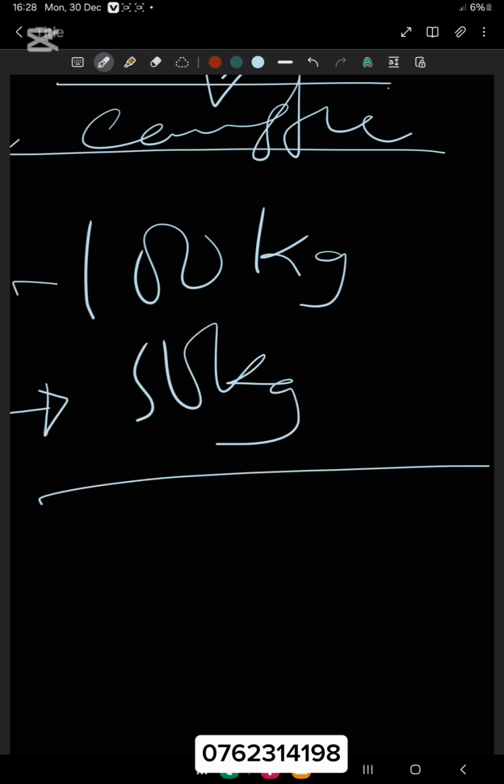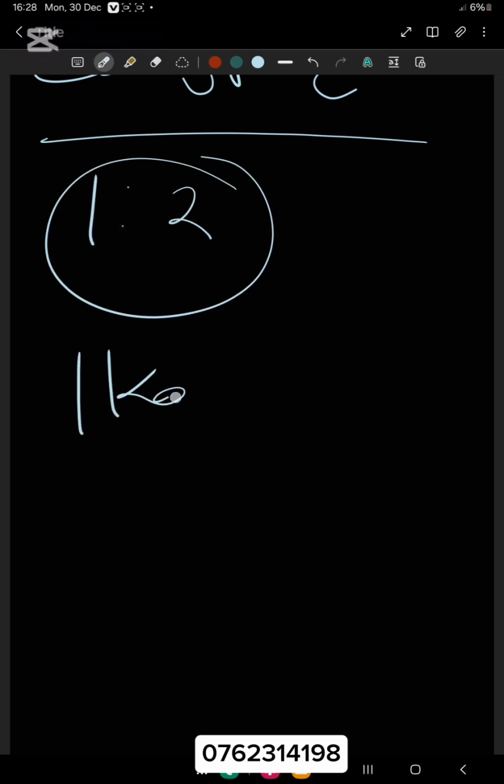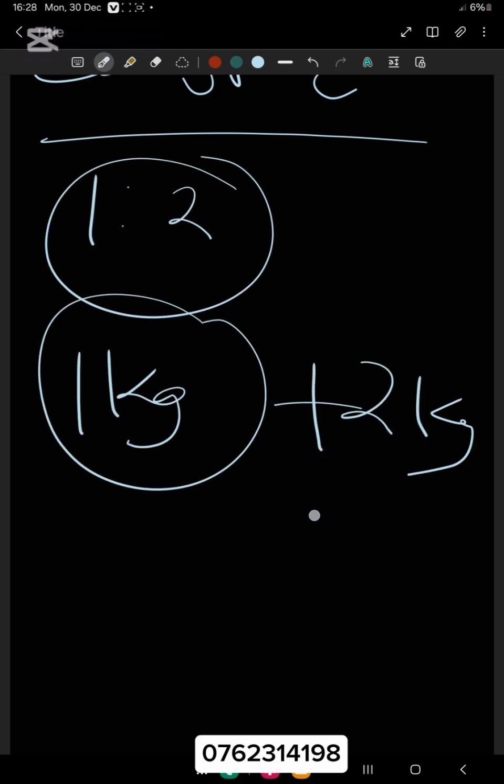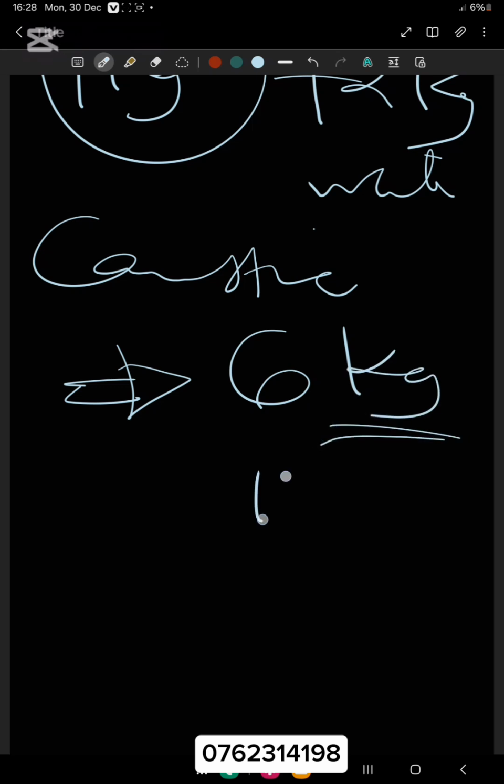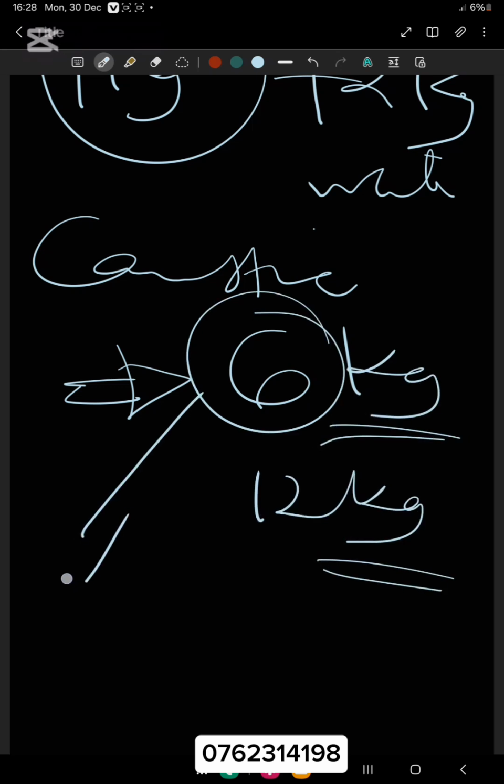Now caustic solution is always in ratios. I need you to understand this because it's a bit technical. Caustic solution is always in ratios of 1 to 2. That means 1 kg of caustic soda, you mix it with 2 kgs of water, making it a ratio of 1 to 2. So if you've made a calculation and find that the caustic solution that you need to saponify is 6 kilograms, that means the oil is 12 kilograms. The caustic solution here is a mixture of caustic soda and water.